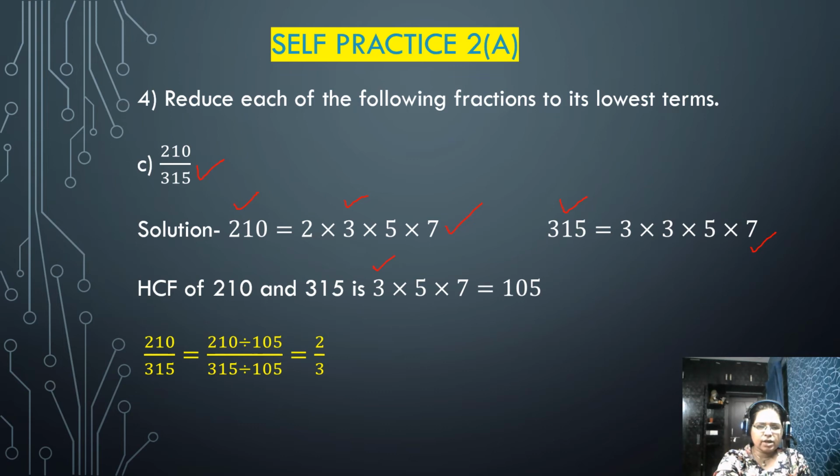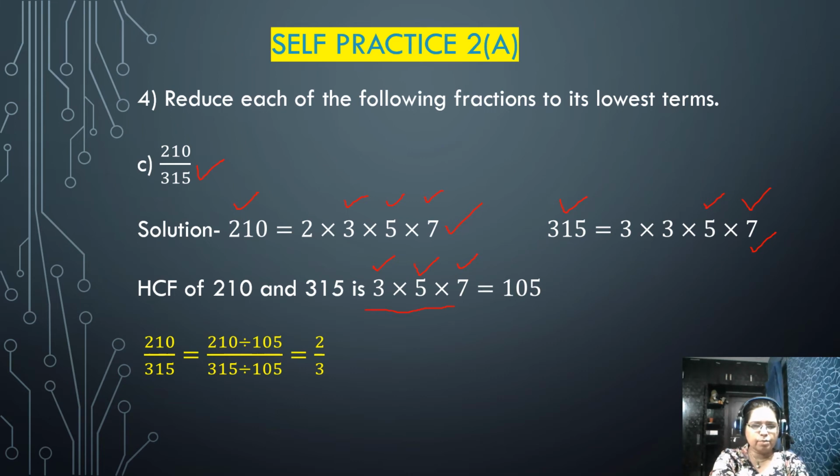And in 210 there is only one 5. In 315 also there is only one 5. So write down 5. In 210 there is only one 7, and in 315 there is only one 7. So write down 7. So the common factors between 210 and 315 are 3, 5 and 7. Now the highest common factor of 210 and 315 is 3 multiplied by 5 multiplied by 7.